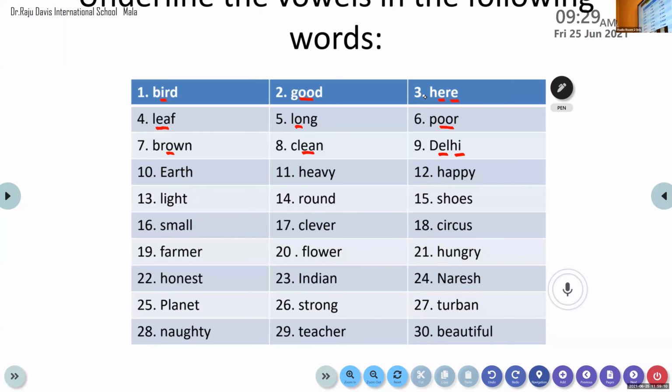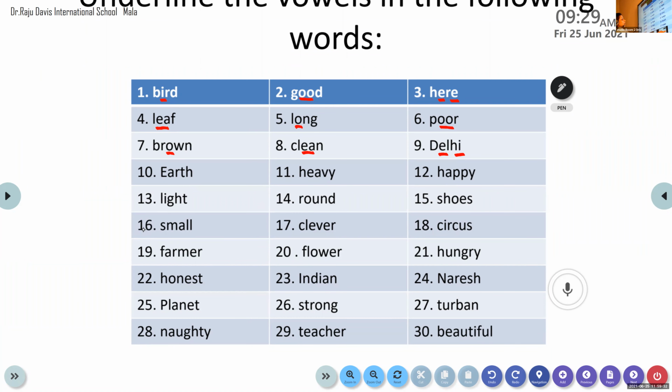Okay then. Shiza. Come on, read the 10th word, Shiza. Unmuted, Shiza. I've unmuted you. Ma'am. Yes, come on. Shiza is not there.